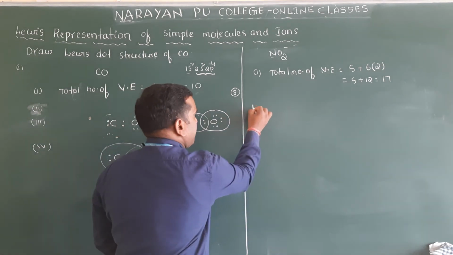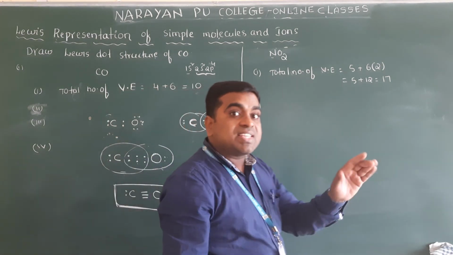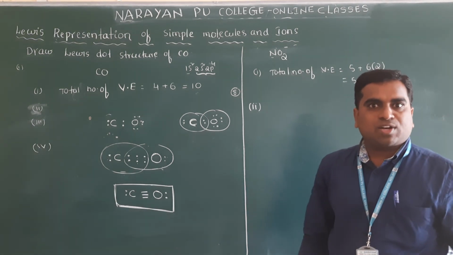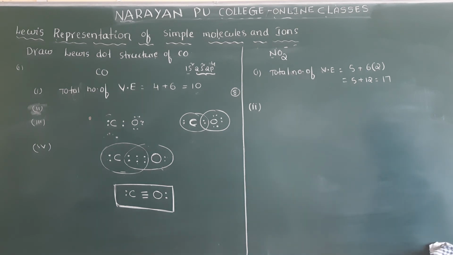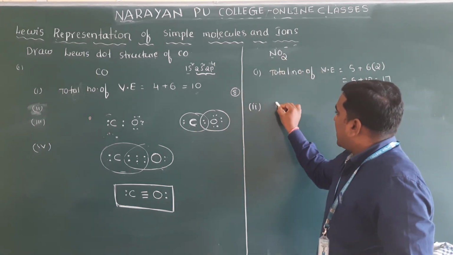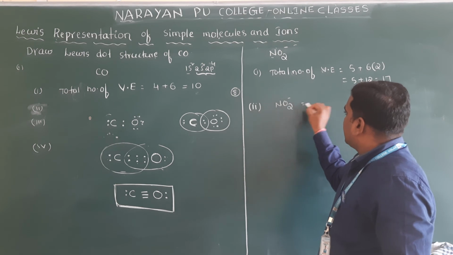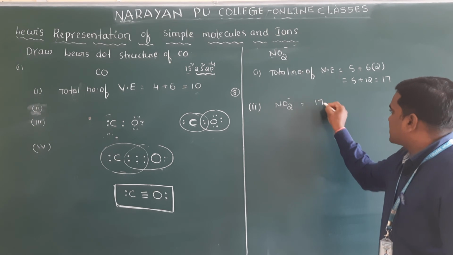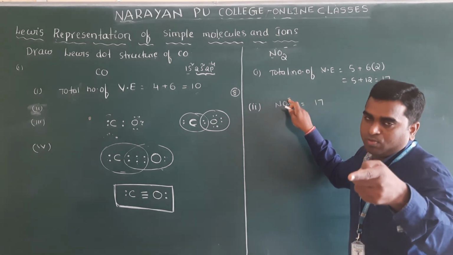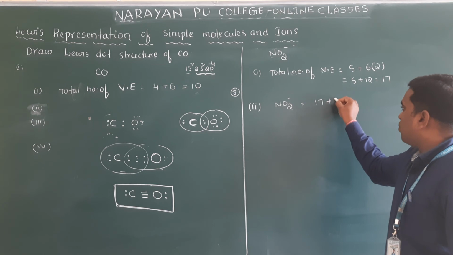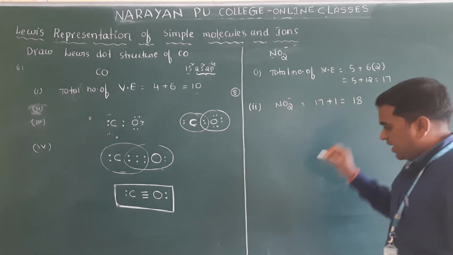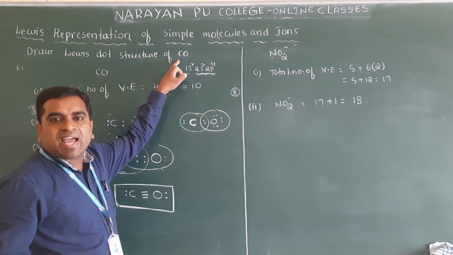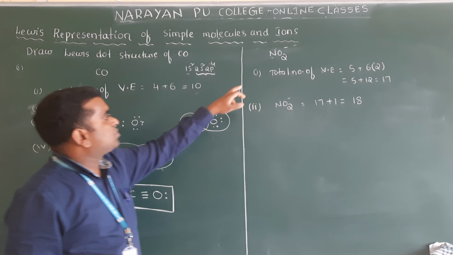Clear? Second step. Now in the second step, if it is an anion, you have to add the electrons. If it is a cation, you have to subtract the electrons from the total number of valence electrons. Now which one is it? NO2 minus. I have already calculated the valence electrons. How many? 17. How much negative charge is there? 1 unit negative charge, so you have to add 1 electron. Total number of electrons how many? 18. That is the second step, because the previous molecule doesn't have any charge. Clear? So this is the second step.